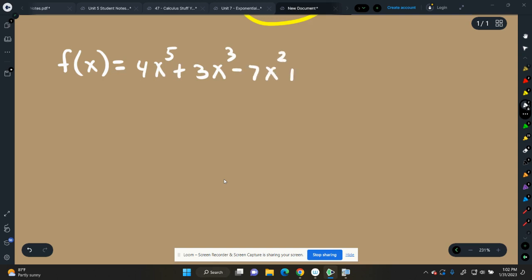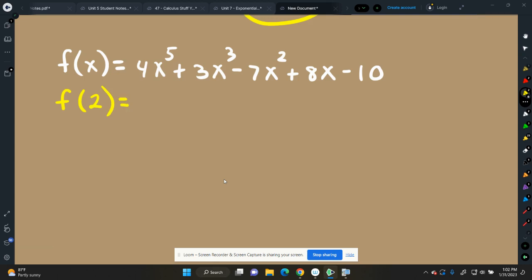Okay, so let's say that we have, I'm going to have you do this one yourself. You guys should be taking notes because you're not going to remember. F of x equals 4x to the 5th plus 3x to the 3rd minus 7x squared plus 8x minus 10. I want you to figure out what f of 2 equals. We're going to use synthetic substitution.